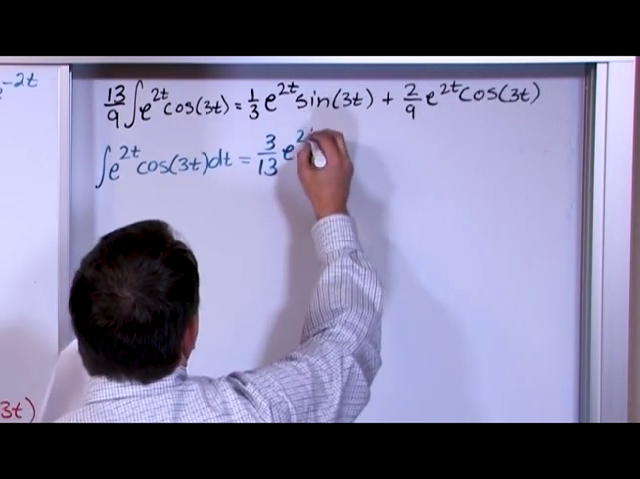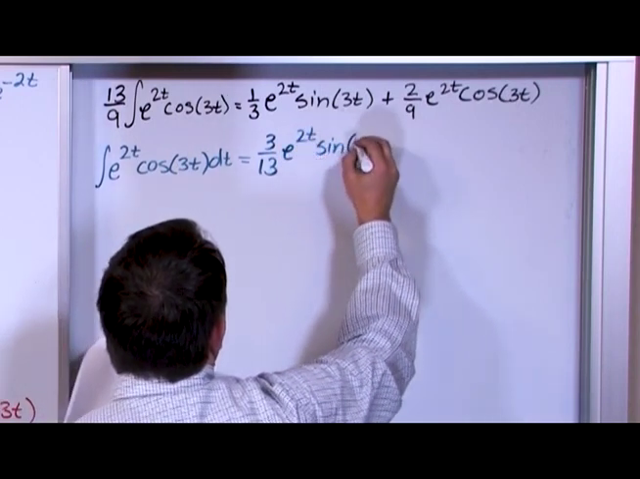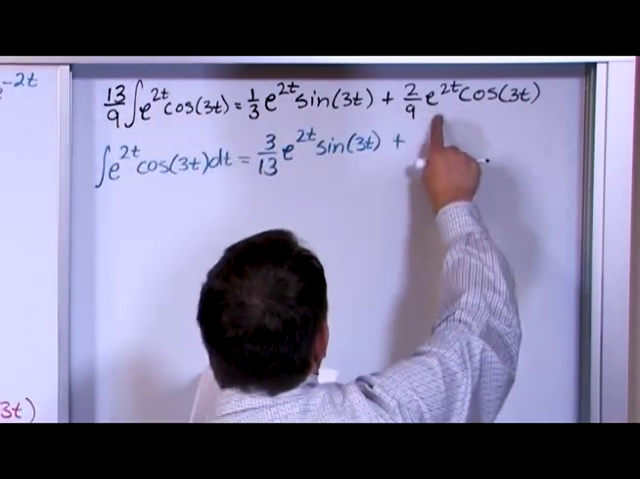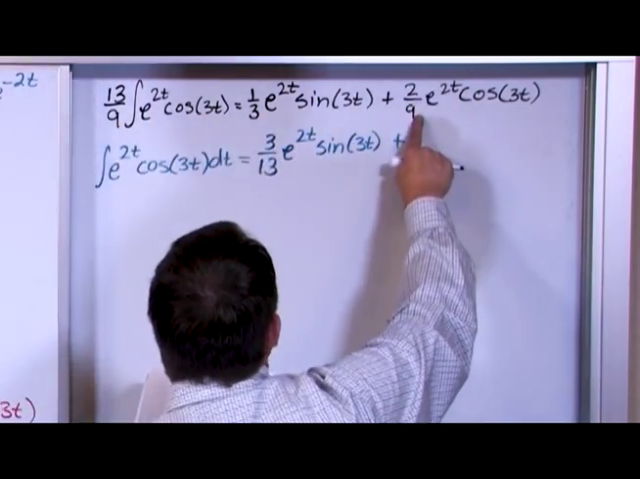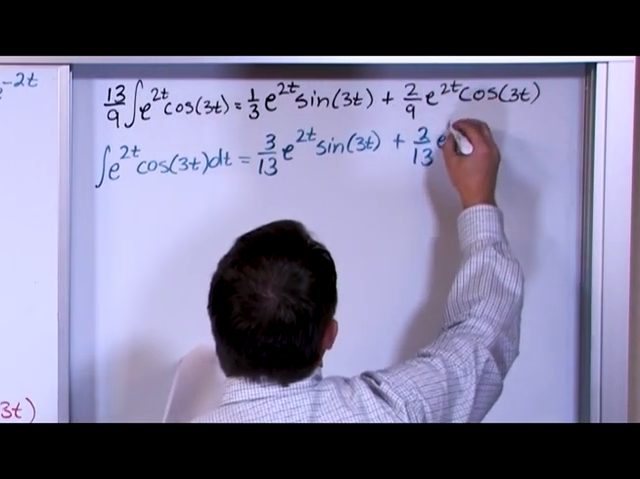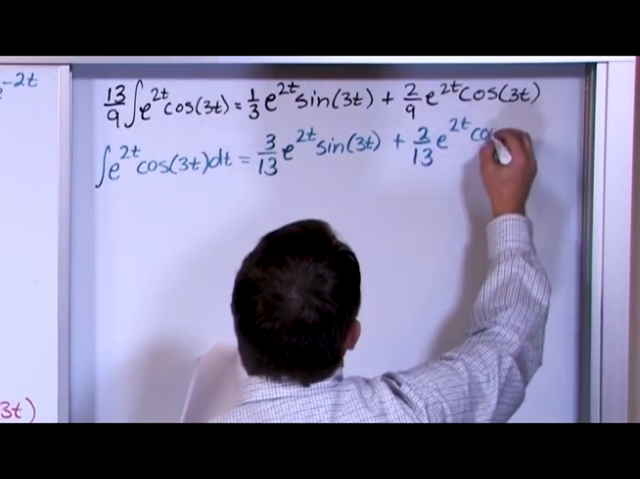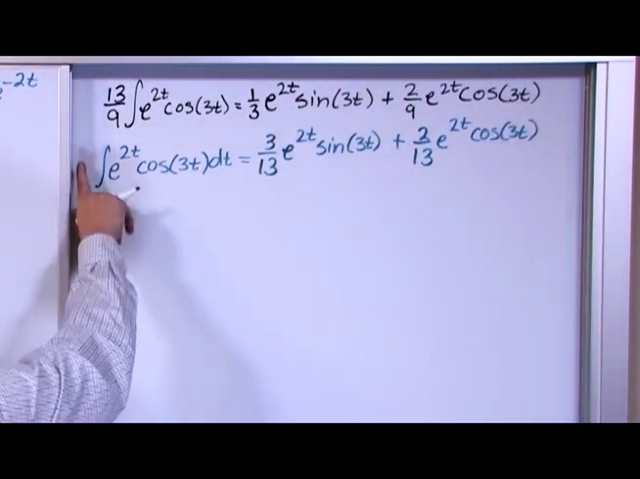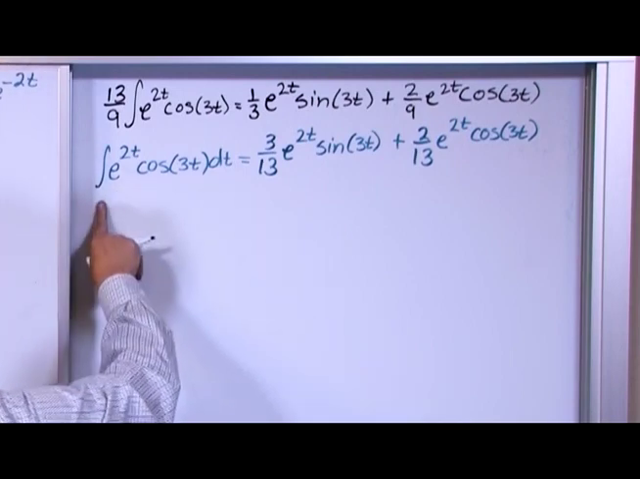E to the 2t sine 3t, okay, plus. If I multiply by 9/13 here, the 9 is going to go out with the 9, so I'm going to have 2/13 e to the 2t cosine 3t. Make sure you understand that. The only thing I'm doing is multiplying by 13/9 to get this integral by himself.